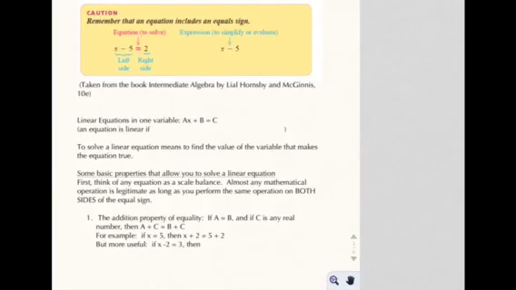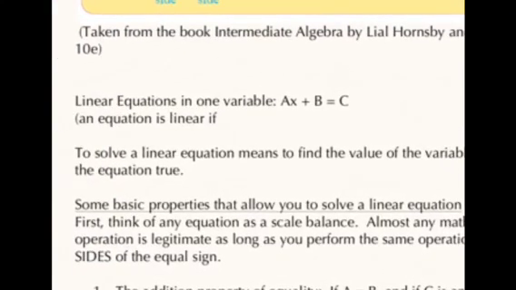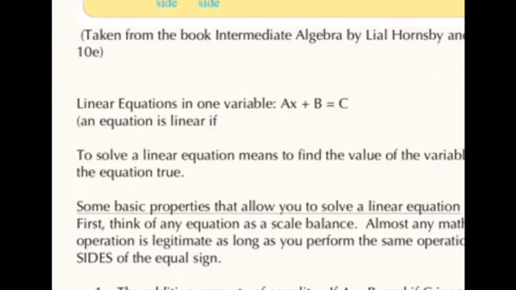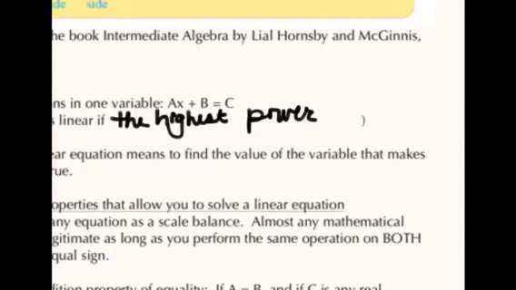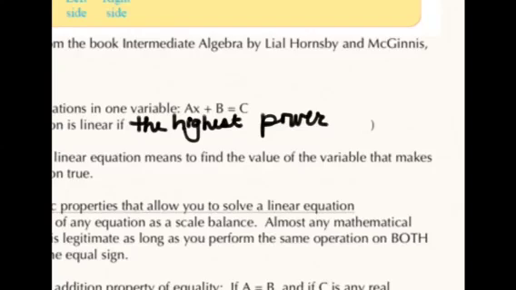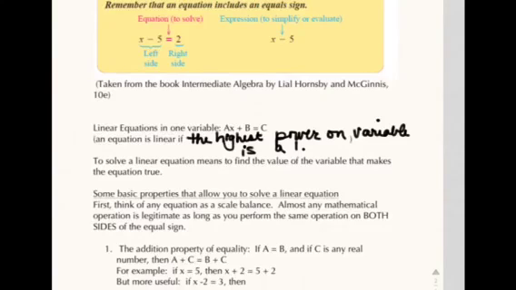Linear equations in one variable, ax plus b equal to c, that's how they're written. An equation is linear if the degree is 1, which means the highest power appearing on the variable is a 1. To solve a linear equation means to find the value of the variable that makes the equation true.